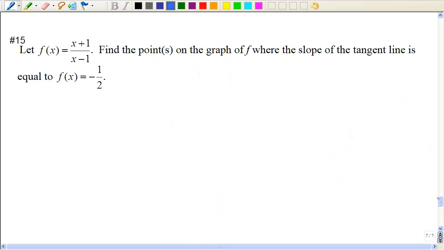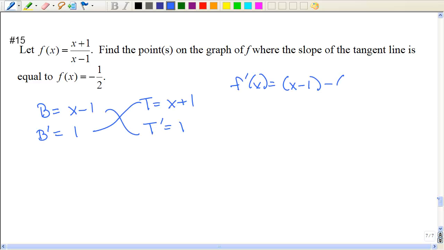All right, so now instead of finding the points on the graph where the slope is 0, we want the slope to be negative 1/2. So the process is the same. We're going to find the derivative, set it equal to negative 1/2, solve for x, and then get y. Right? So we have, again, a quotient. And so my derivative, and notice I always put parentheses with that minus sign. That's a good habit to get into.